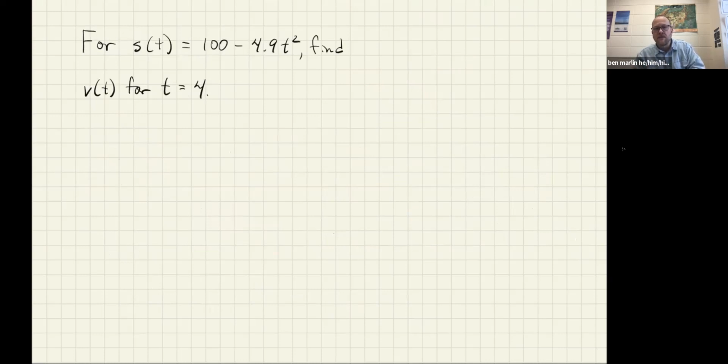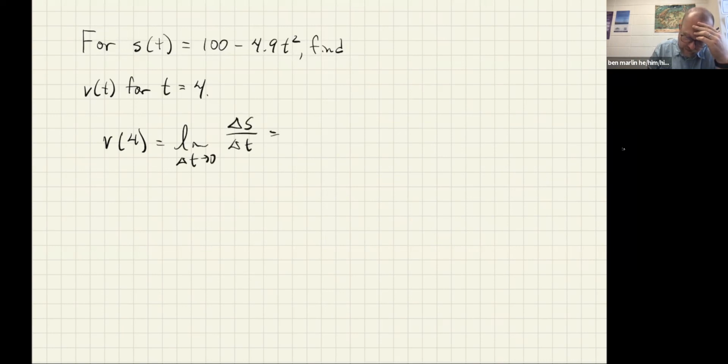And here we're going to find the velocity at the time when t is equal to 4. So if you recall, for velocity problems, we were going to say v of 4 is the limit as delta t goes to 0 of delta s over delta t. So limit as delta t goes to 0, and we have to plug in our equation there, s of 4 plus delta t minus s of 4.